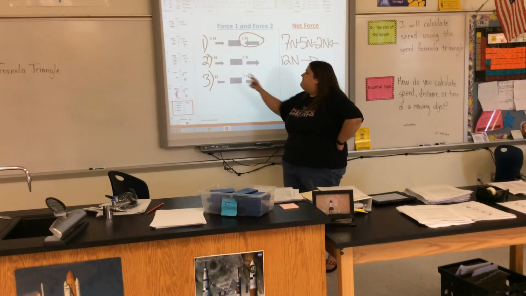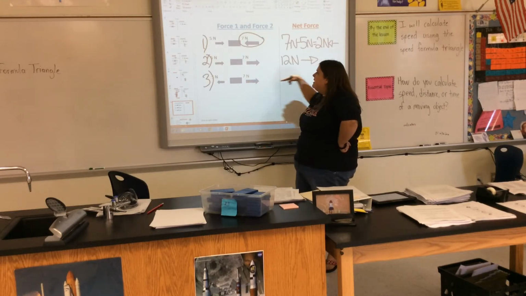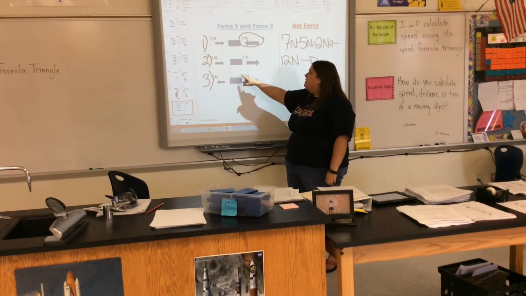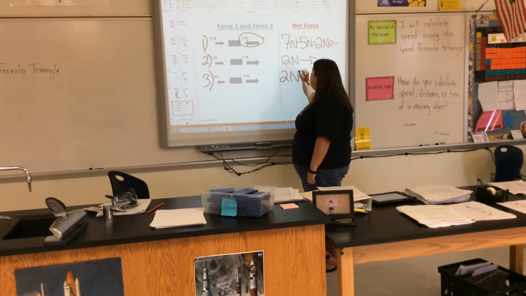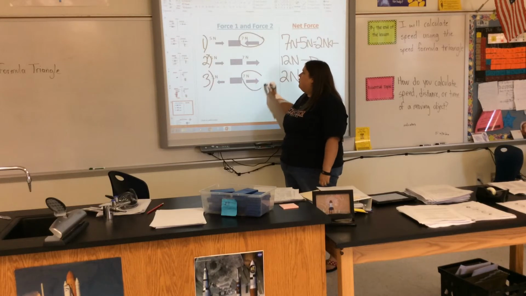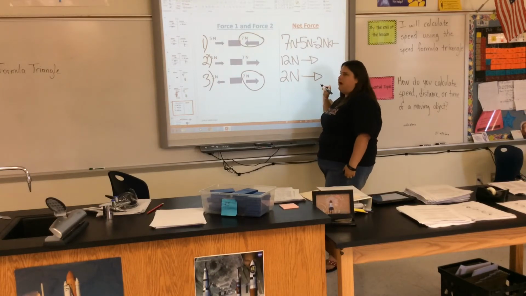Okay, I've got 5 newtons going to the left. I've got 7 newtons headed to the right. Because these are opposite, we're going to subtract again. So 7 minus 5 is 2. And then this is my greater force. It is headed to the right. So my answer is 2 newtons to the right.